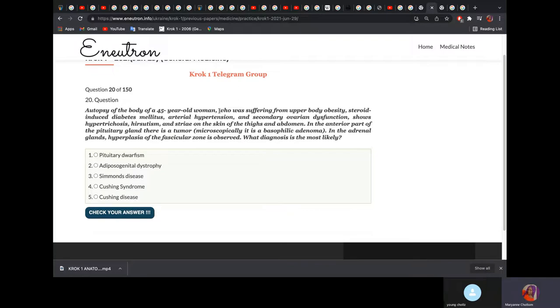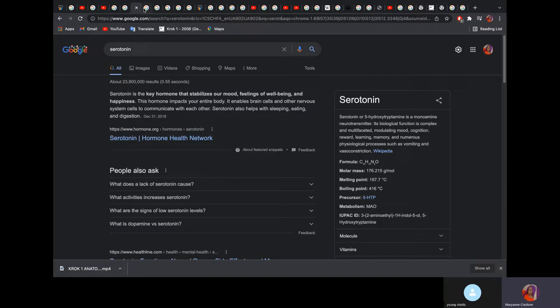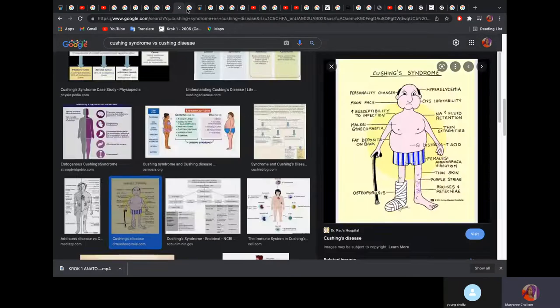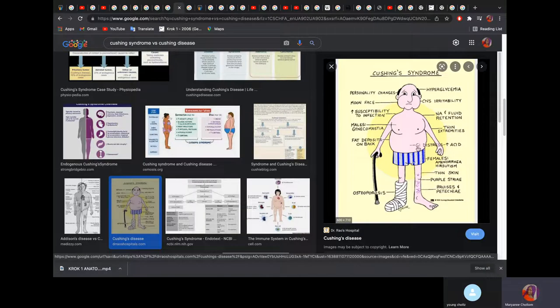Autopsy of the body of a 45-year-old woman who suffered from upper body obesity. Okay, so we can look here. We can see the classic signs of Cushing: moon face, obesity, fat deposition on the back. If it's a male, you have gynecomastia. Although this person will have thin extremities, purple striae or stretch marks, hirsutism, and amenorrhea in females, but gynecomastia in males.